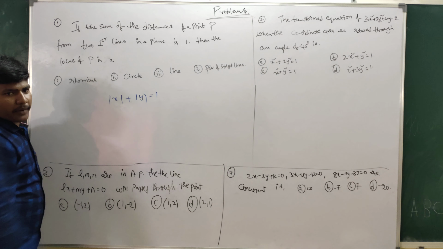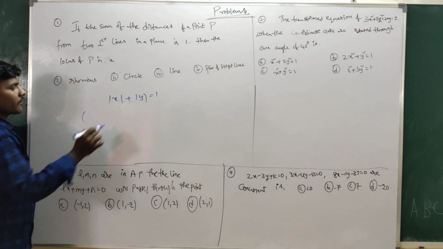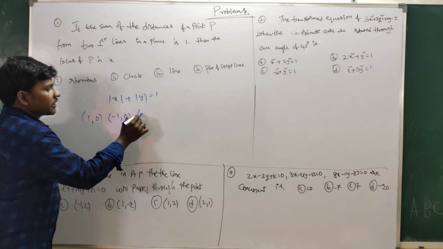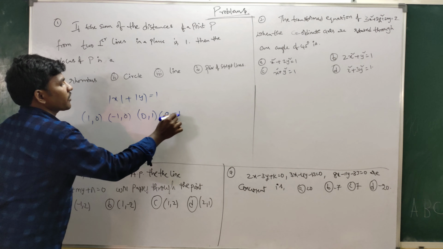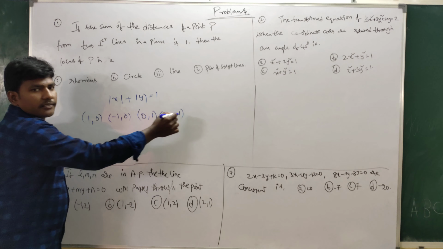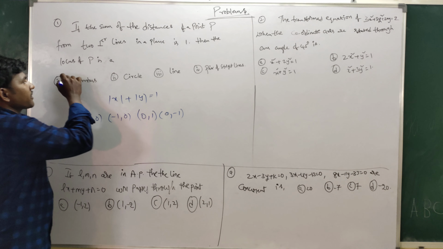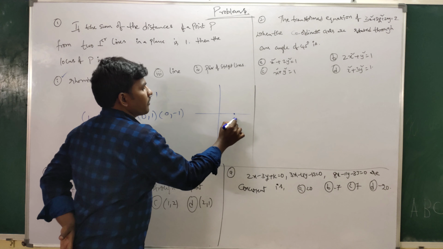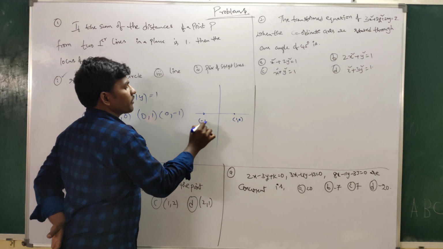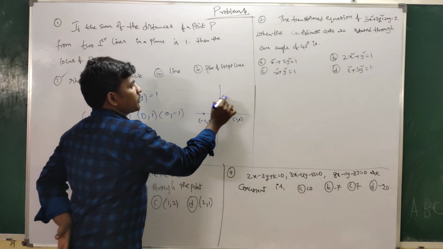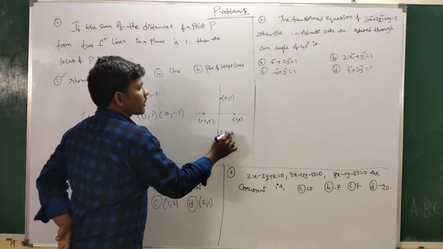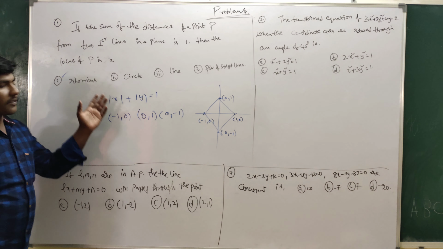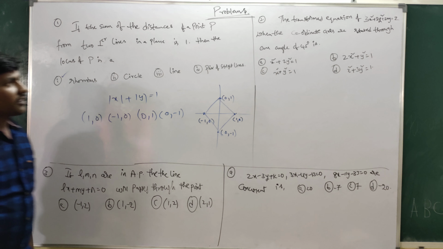These conditions are satisfied by the 4 points: 1 comma 0, minus 1 comma 0, and 0 comma 1, 0 comma minus 1. These points form a rhombus. By checking 1 comma 0, minus 1 comma 0, 0 comma 1, 0 comma minus 1. Yes, this is a rhombus. This is the first question. Next, second question.